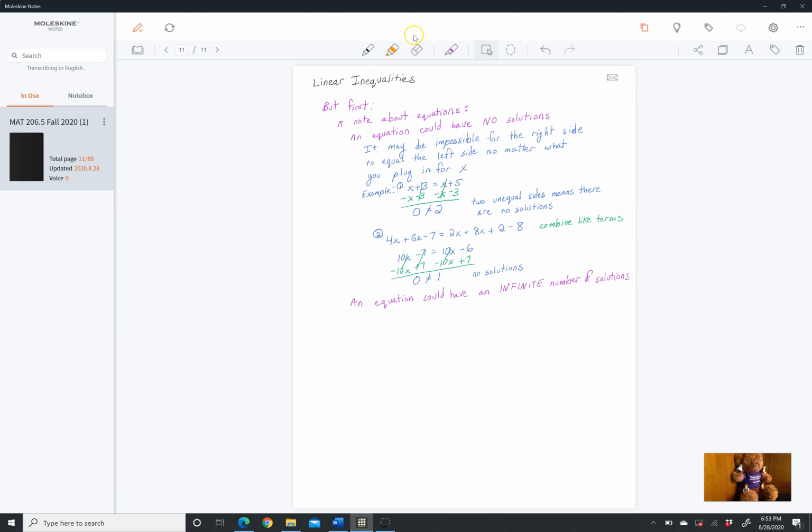Okay, so what does this mean? This means that no matter what we plug in for x, the left side will always equal the right side. So this is saying it's not possible for the two sides to be equal. This one is saying the two sides will always be equal. So the left side always equals the right side, no matter what you plug in for x.